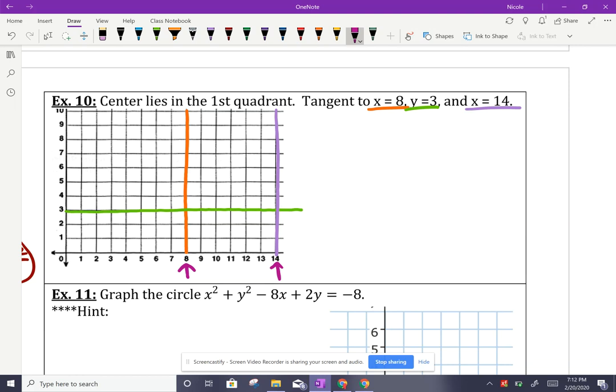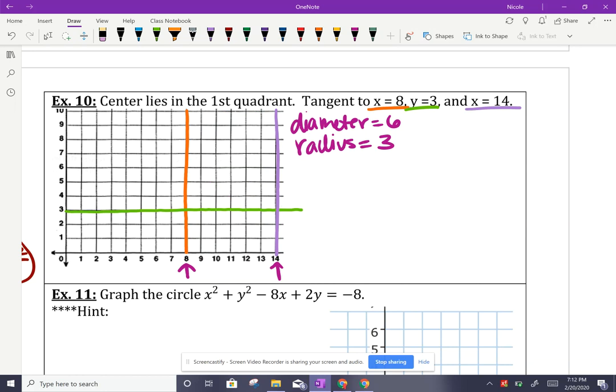And once we have the diameter, we can figure out our radius. And that'll help us to figure out which side our circle is going to be on. Okay, so I'm going to count across 1, 2, 3, 4, 5, 6. So our diameter is 6. That means our radius is equal to 3. So if our radius is equal to 3, now we need to figure out, are we on the top part or are we in the bottom part?